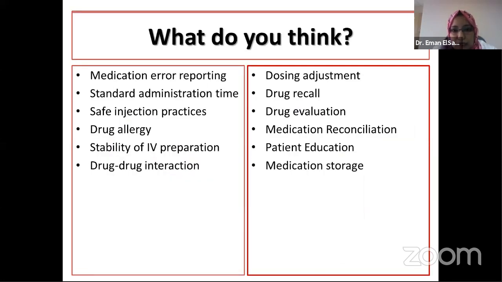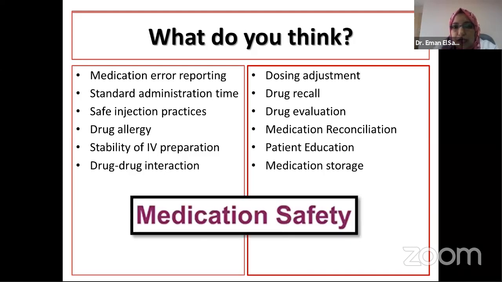Can you look at this column? Medication error reporting, standard administration time, safe injection practices, drug allergy, stability of IV preparation, drug interaction, dosing adjustment, drug recall, evaluation, medication reconciliation, patient education, medication storage, all of this and many other terms are included under medication safety. So it's a big term.